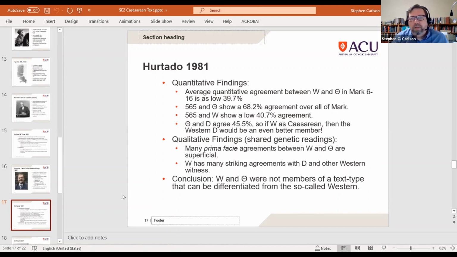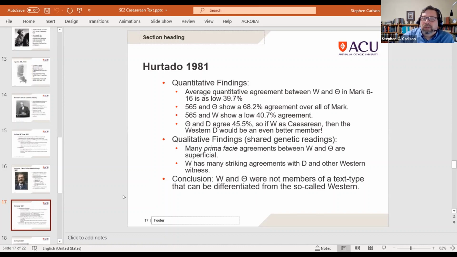And what's interesting is that theta and D, Codex Bezae, on Hurtado's calculations agree together 45%, which is even stronger than how W agrees with the Caesarean members. So Hurtado concludes that if W is Caesarean, then the leading Western witness, Codex Bezae, would be an even better member of this type.